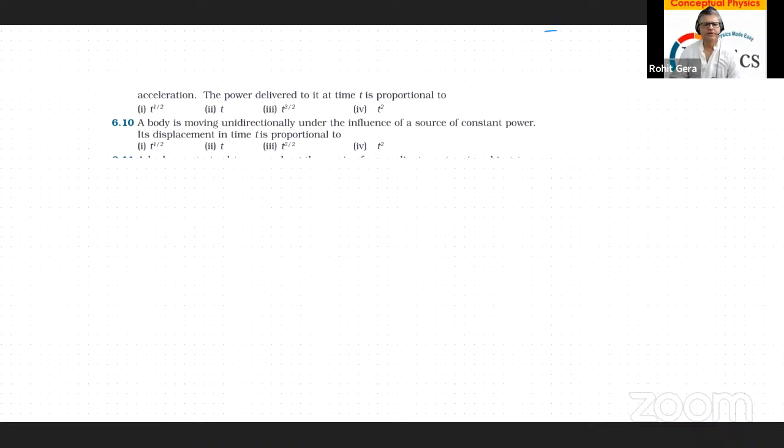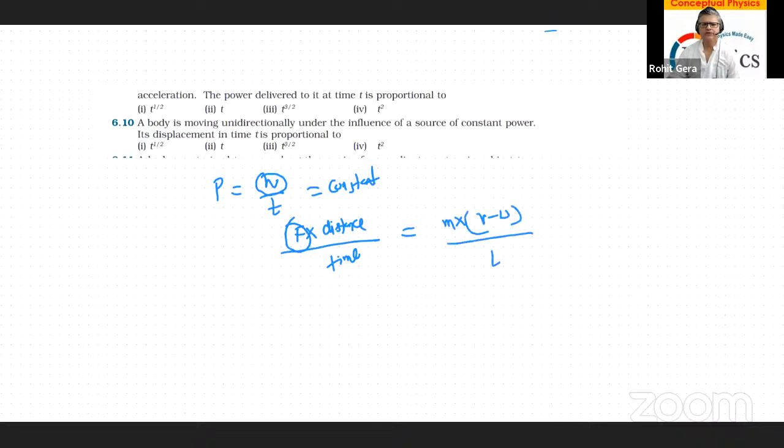So power is work by time. So you know this is a constant, right? Some fixed number. So how much is this work done? Force into distance upon time. And what is force? Mass into change in velocity upon time. So t square into distance, right? So this is a constant. So this is basically distance and displacement are one and the same thing because it's the same straight line. ठीक है? तो so it is unidirectional and it is constant power.